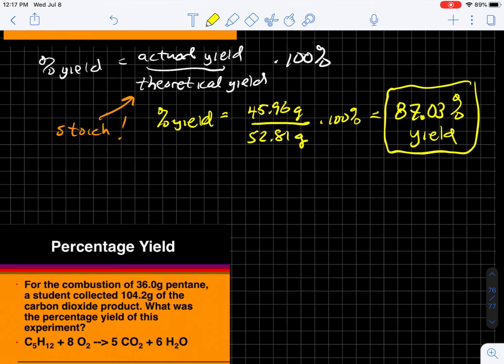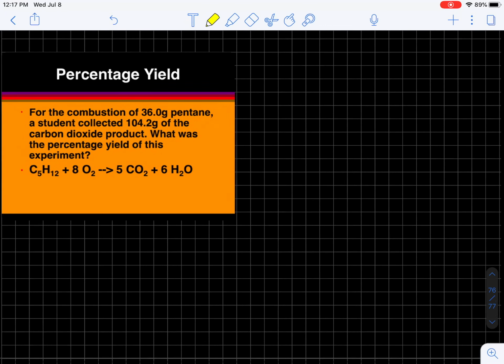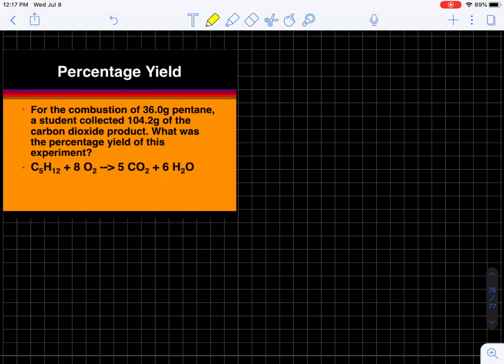Now that would be great if they told you the theoretical yield, but they're not. They're going to make you work for it. Here's a more realistic problem. All right, we've got the combustion of pentane. How much pentane? 36 grams. How much product did we collect? The student collected 104.2 grams of carbon dioxide, which is a product. So we know our actual yield is 104.2 grams.